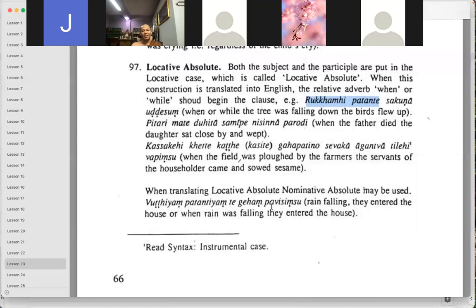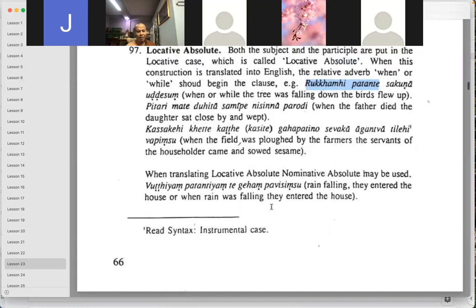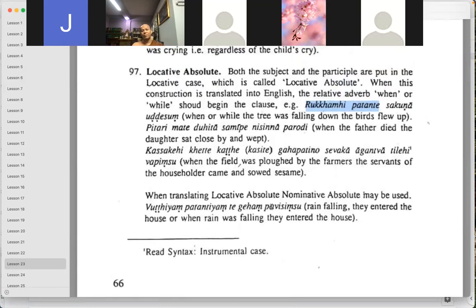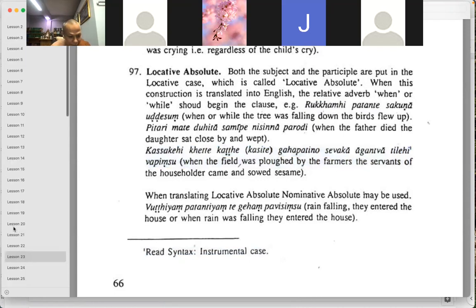Good evening, Bante. Bante, at the bottom of this page, Pali Made Easy, there is this Kilehi, which is an instrumental. I wonder whether Bante can kindly explain the syntax. Why is it not in accusative but in instrumental? Read the syntax, instrumental case. Maybe that one is referring to the ending. I think it's Tilehi, Bante. Sorry. Okay, yes, Tilehi. So that is, read the syntax, instrumental case. That is the last chapter.